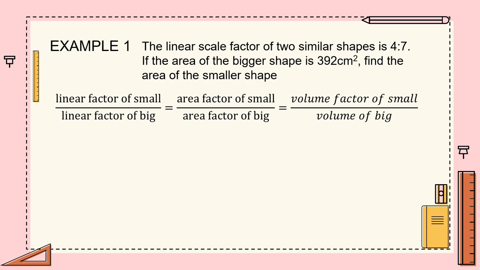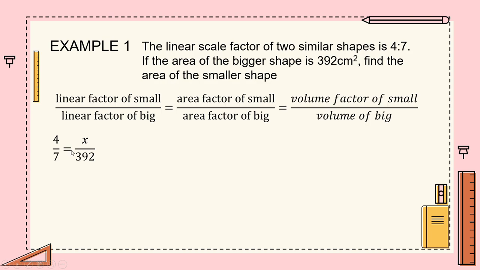But for today, we are going to talk about linear factor and then area factor. These are the two formulas we are going to be using. If you do that, you see we are doing small over big, which is 4/7. We are asked to find the area of the smaller shape, which we don't know, so we use the variable x to represent it, and then the area of the big shape, which is 392.